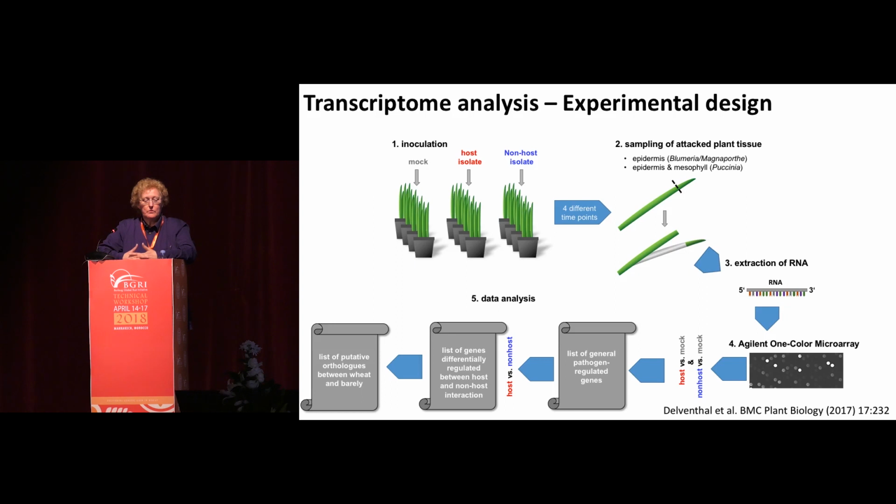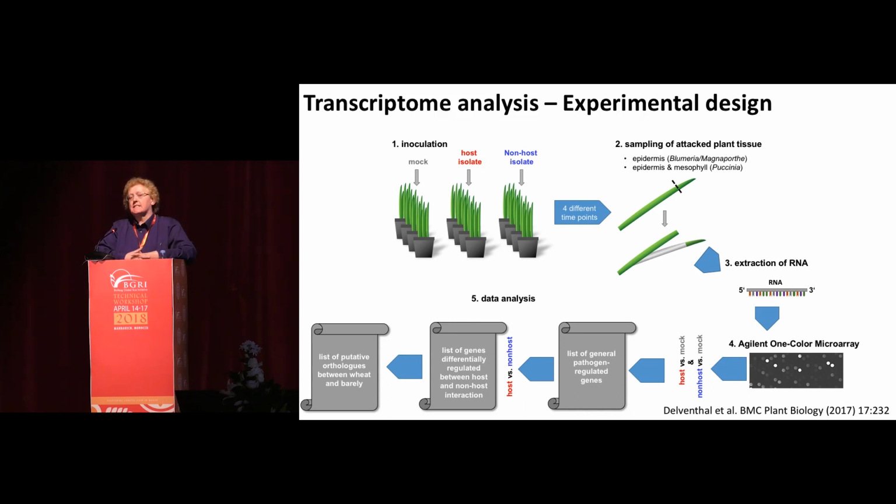For the powdery mildew and the blast pathogen, because these pathogens at the early stages of infection only infect the epidermis, we inoculated and took epidermal strips. For the Puccinia, the leaf rust, we isolated whole leaf that had been inoculated. We isolated RNA, hybridized it against the Affymetrix chip, and identified genes that were differentially expressed. First of all, we compared the host inoculations to the mock and the non-host inoculations to the mock. This gave us a set of what we call the general pathogen-regulated genes, genes that were induced in response to the pathogen, regardless of whether it was an adapted or a non-adapted pathogen.